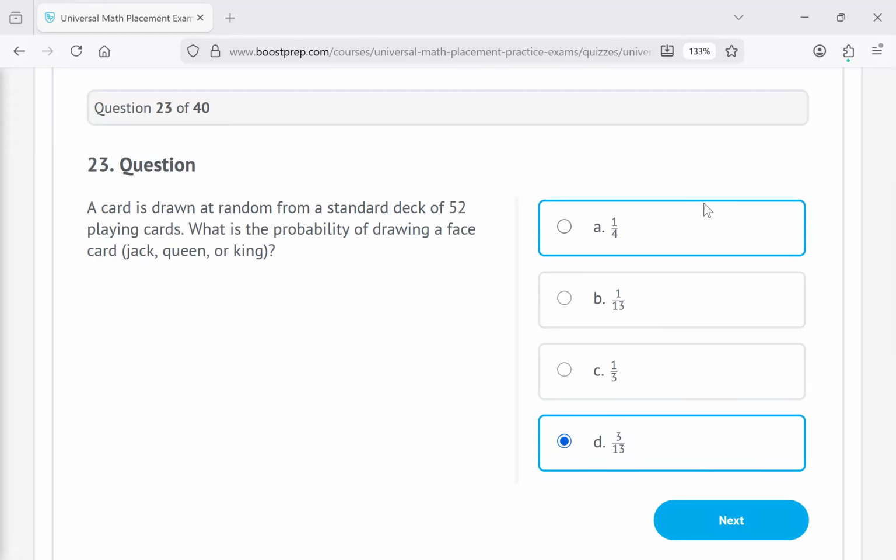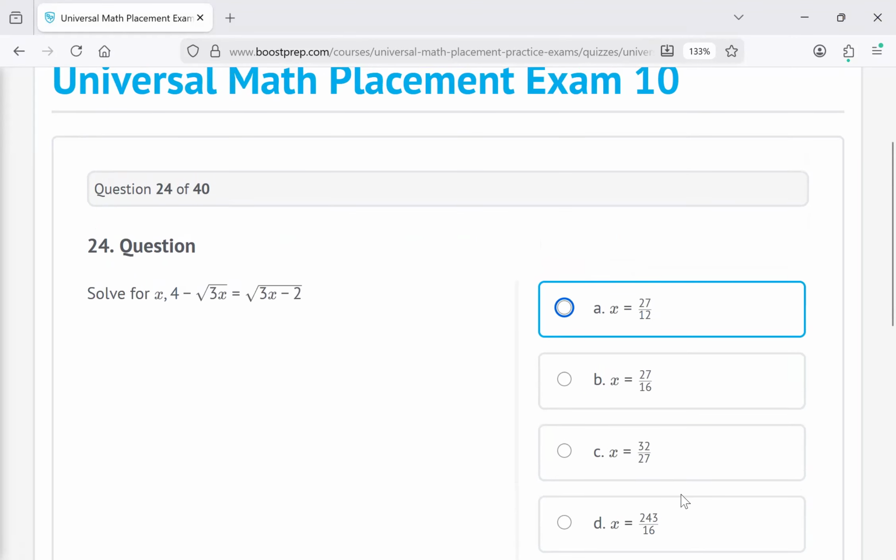Hello, this is part two of Universal Math Placement Exam 10. So we're just going to finish off. I finished off 23, so let's continue to 24. Number 24 says solve 4 minus square root of 3x equals square root of 3x minus 2.